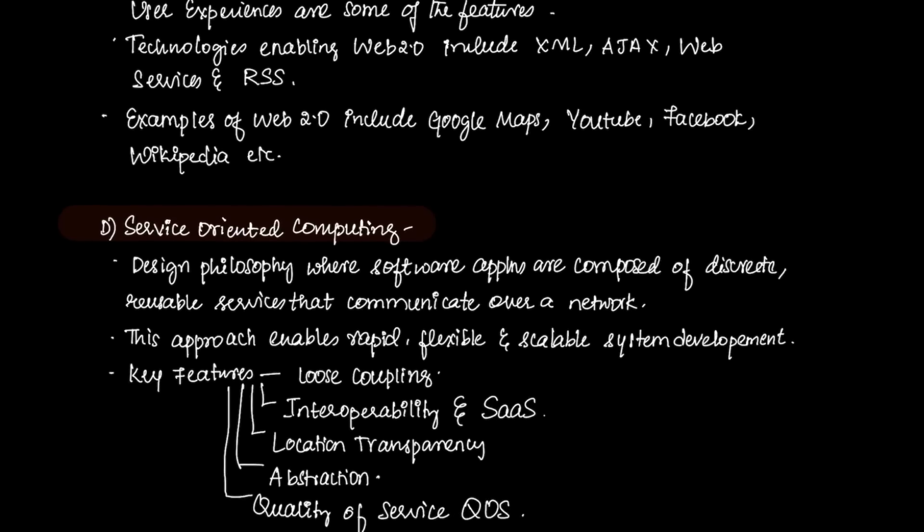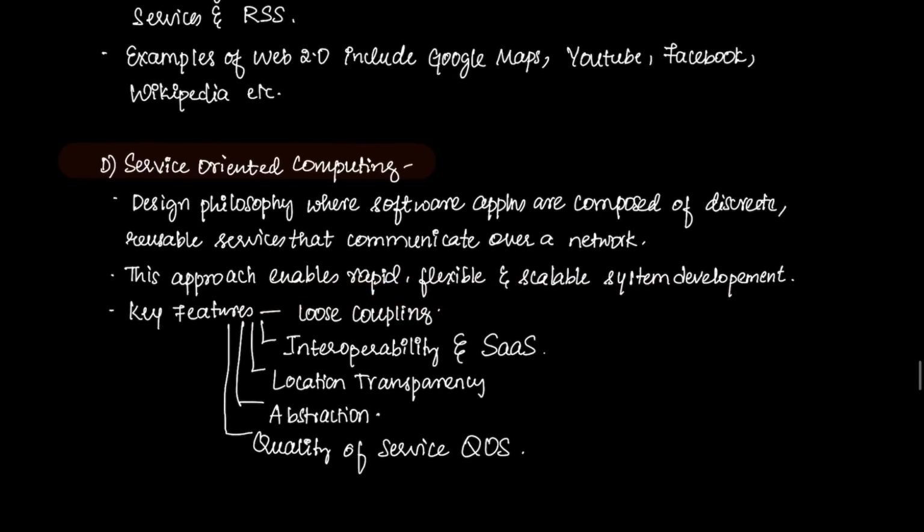Next we have service oriented computing, SOC. Service oriented computing is a design philosophy where software applications are composed of discrete reusable services that communicate over a network. This approach enables rapid, flexible, scalable system development. Key aspects of service oriented computing include, first one, loose coupling. That is, services are independent of each other and they can be reused across different applications.